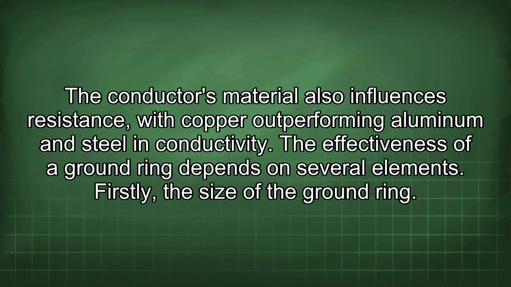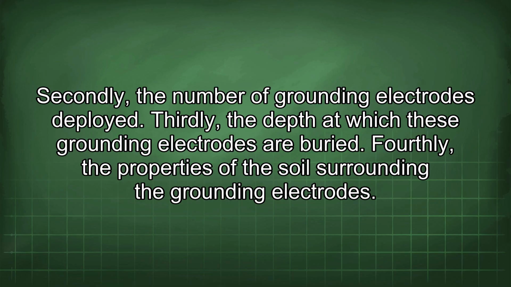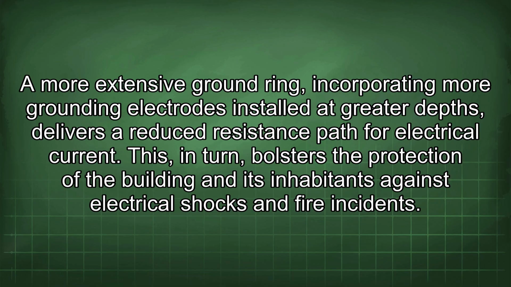The effectiveness of a ground ring depends on several elements. Firstly, the size of the ground ring. Secondly, the number of grounding electrodes deployed. Thirdly, the depth at which these grounding electrodes are buried. Fourthly, the properties of the soil surrounding the grounding electrodes. A more extensive ground ring, incorporating more grounding electrodes installed at greater depths, delivers a reduced resistance path for electrical current. This, in turn, bolsters the protection of the building and its inhabitants against electrical shocks and fire incidents.